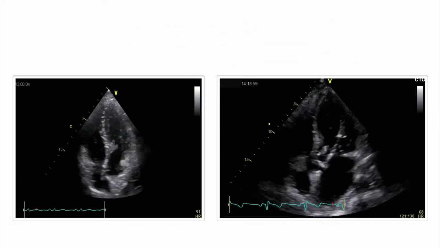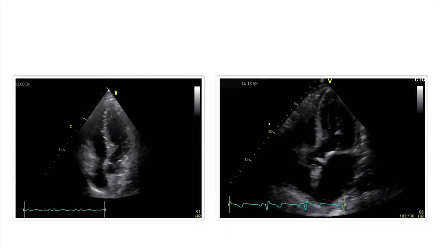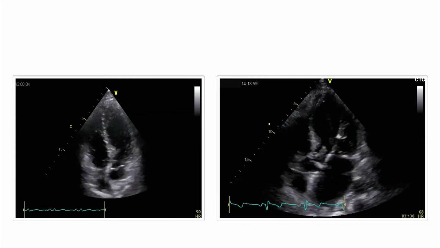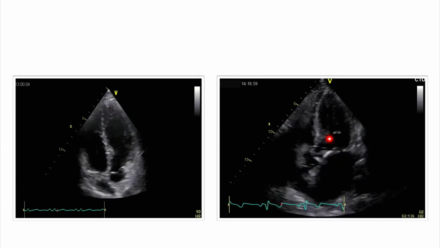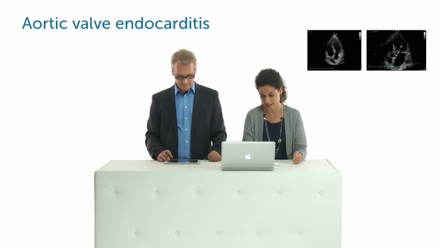Yes, and here is another example. Again, a normal heart on the left side, and here on the right side, 5-chamber view with something moving on the aortic valve. This patient ended up to have infection, and this is a clear example of endocarditis.